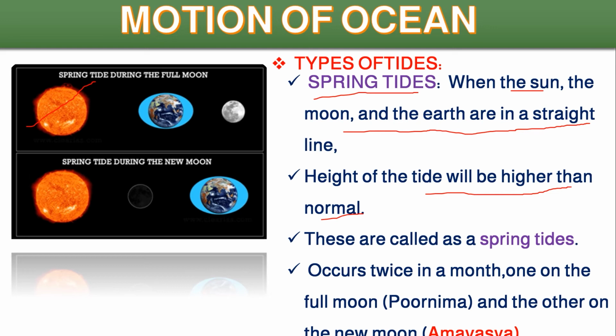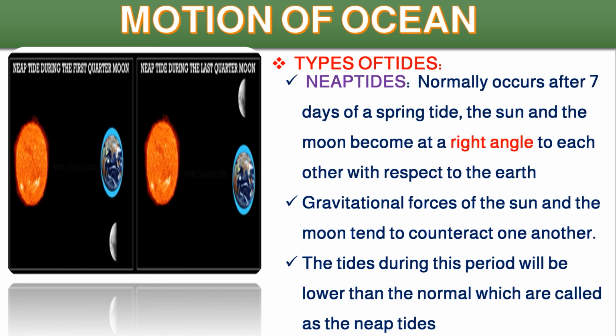These are called spring tides. Spring tides occur twice in a month, one on the full moon and the other on the new moon. So this is about spring tides. Next one is the neap tide. So what is a neap tide?